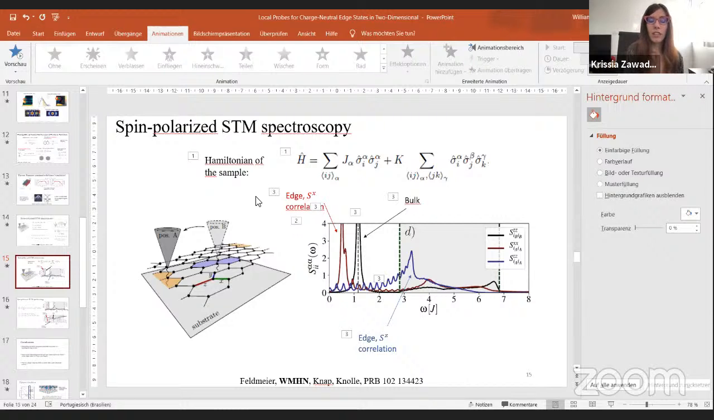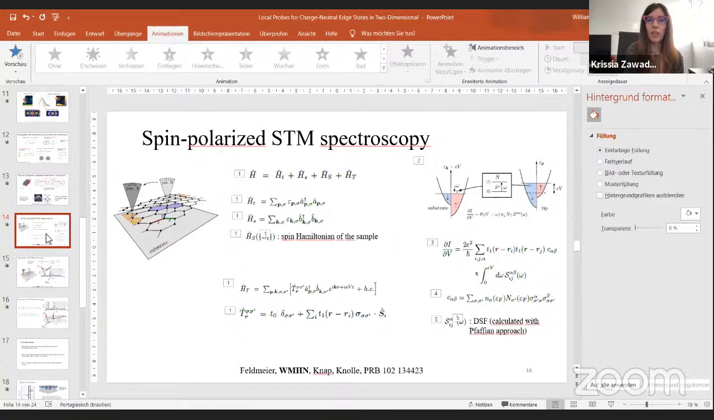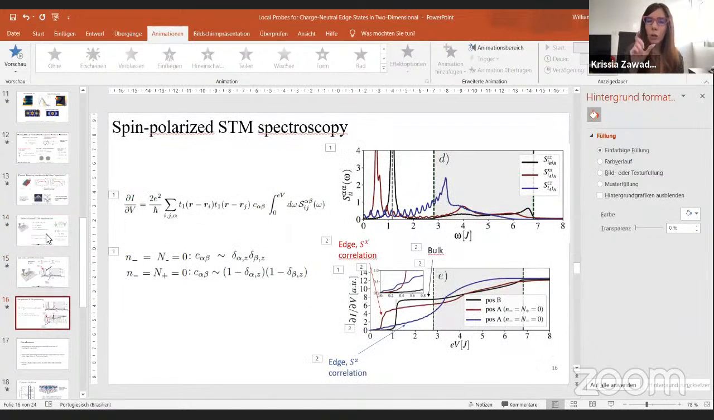I have a question. In the results you showed for the differential, the current differentiated with respect to the tensor, it looks like there is some plateau. Does it happen to be quantized?